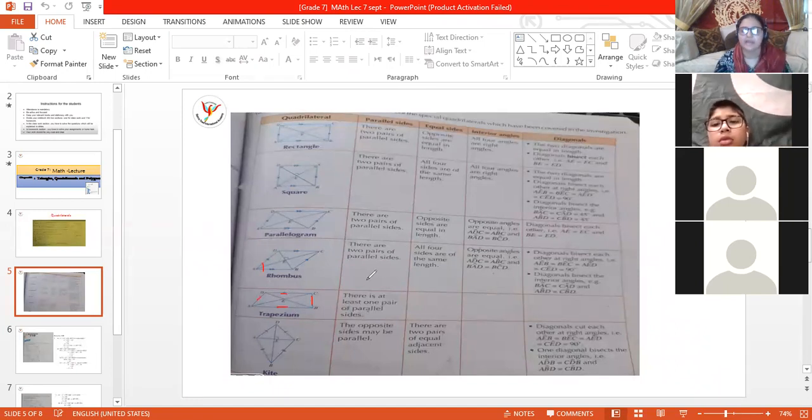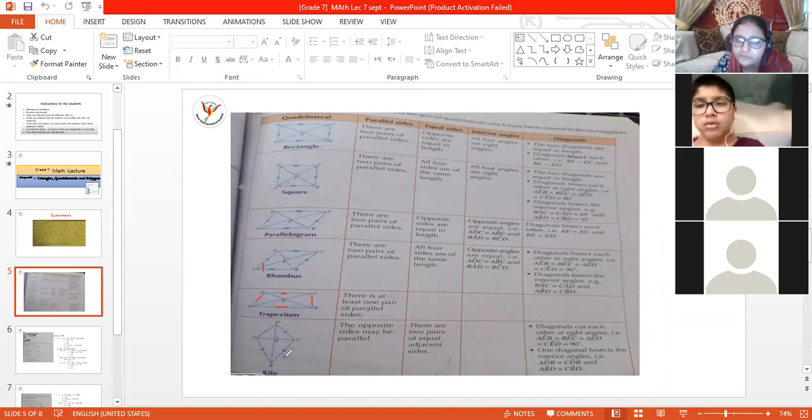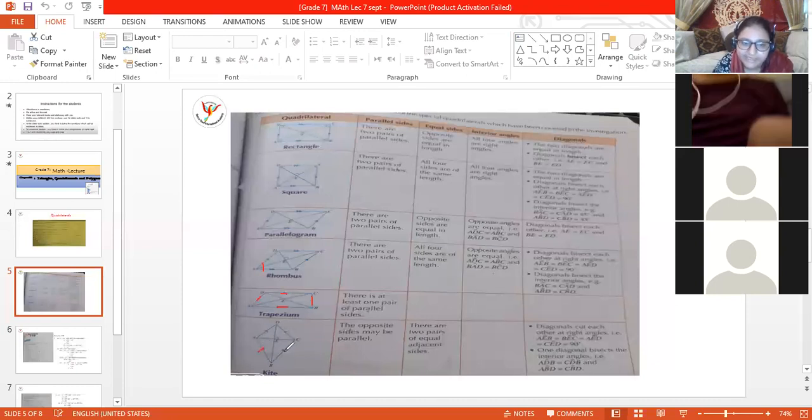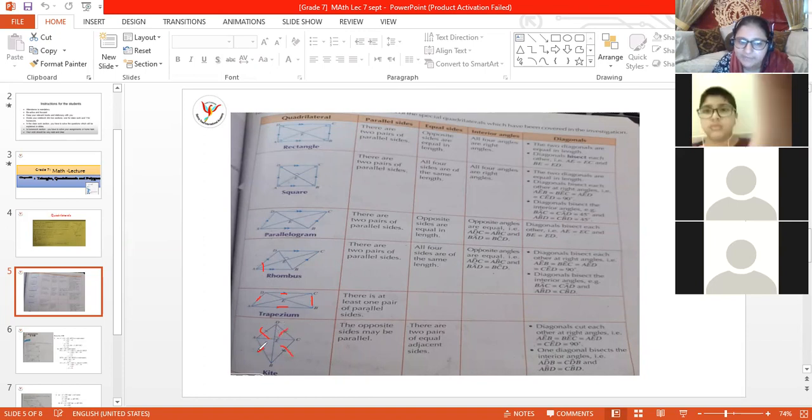The next one is the kite. The kite will be in the shape of this. In a kite, the opposite sides may be parallel, but there are two pairs of equal adjacent sides. For example, this and this side will be equal, and this and this side will be equal. The diagonals cut each other at right angles.